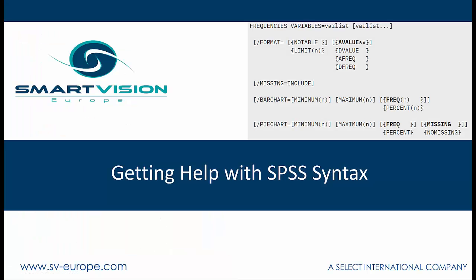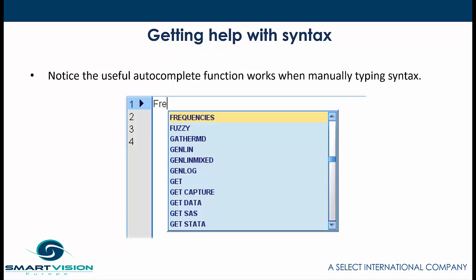For many people who are new to SPSS syntax, getting help with syntax is pretty important, and there are various ways in which SPSS does that. First of all, it's got a useful autocomplete function which tries to anticipate what it is you're typing when you're manually typing in syntax. And that helps, of course, if you can't remember exactly how it wants to spell the name of a procedure or something.